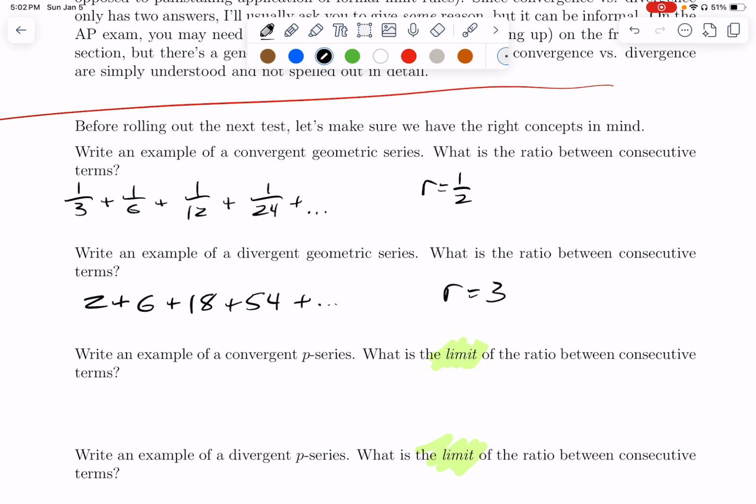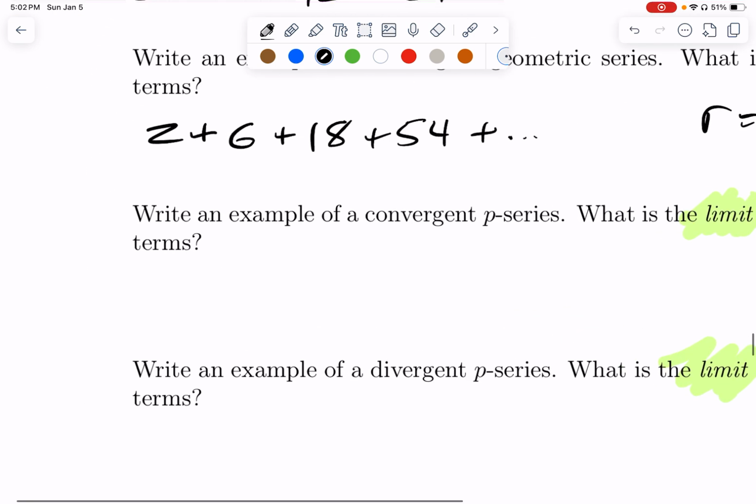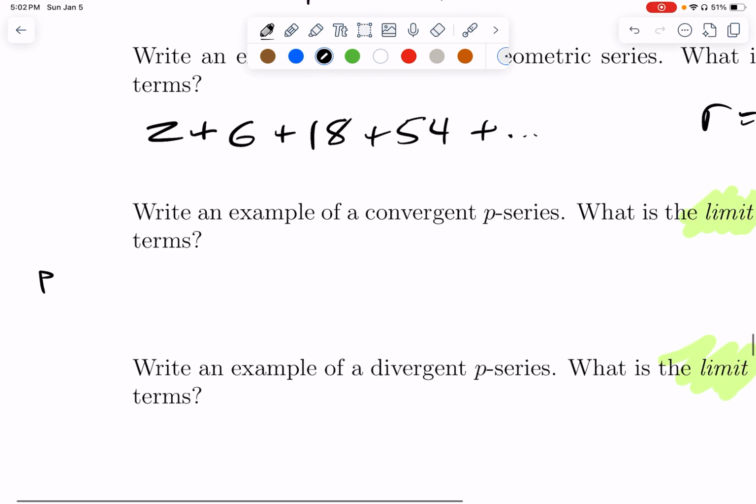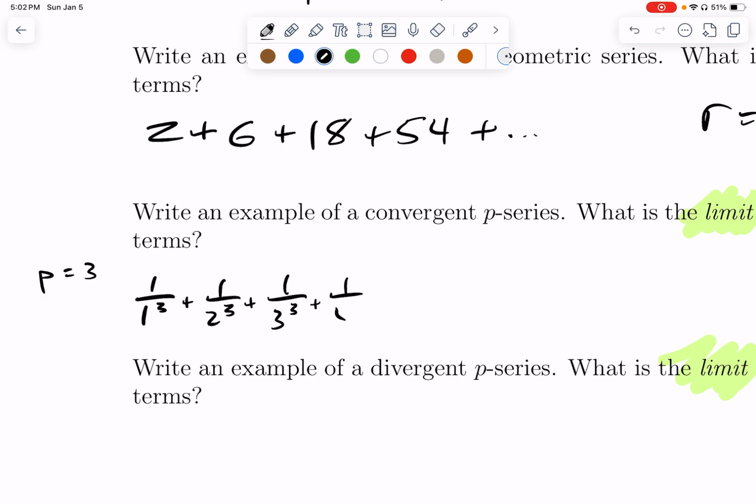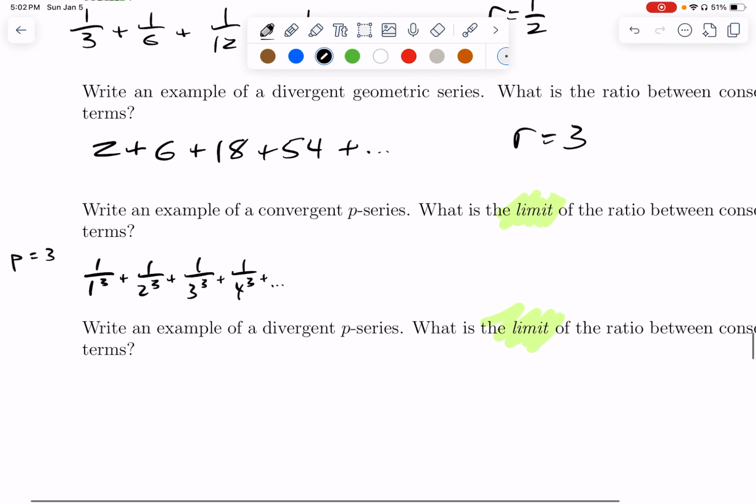Now, let's give an example of a convergent p-series. So I know it'll converge if p is greater than 1. So suppose I have p equals 3. So that's 1 over 1 to the third plus 1 over 2 to the third plus 1 over 3 to the third, etc. And I might want to figure out what's the limit as n goes to infinity of the ratio between term n plus 1 and term n. This is not geometric, so it's not the same ratio every time, but what's the limit of that?